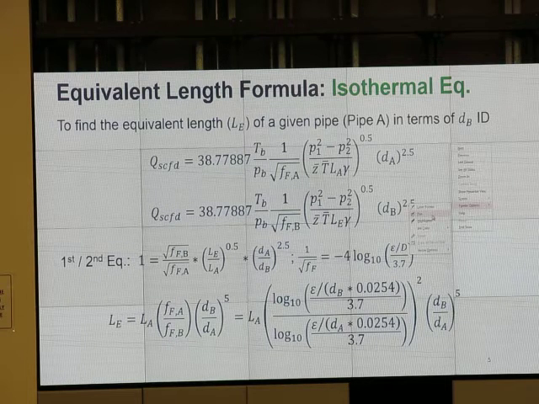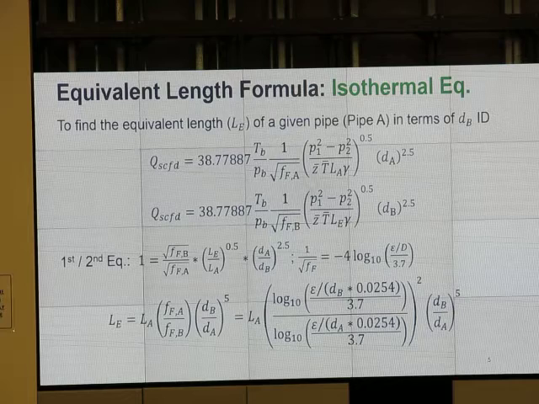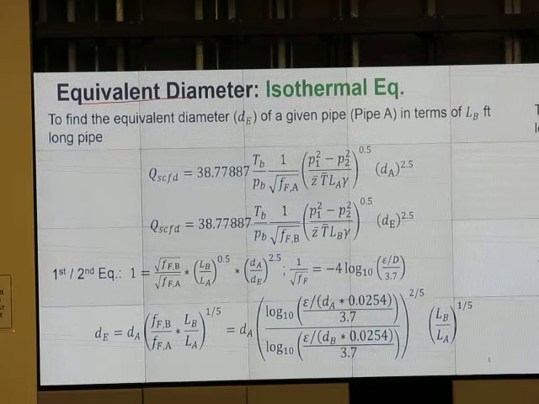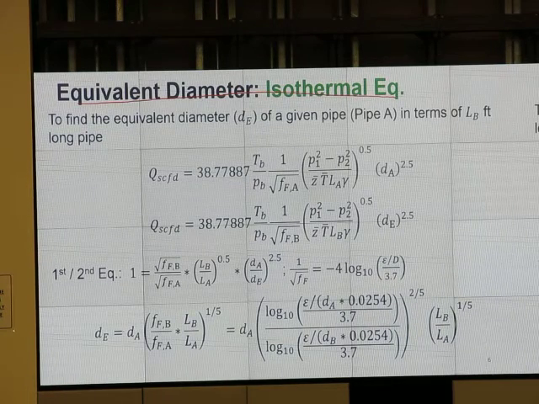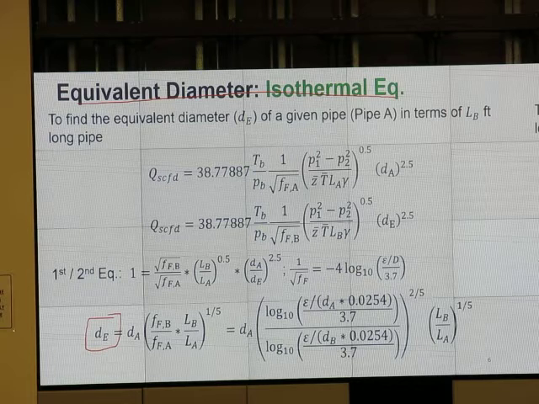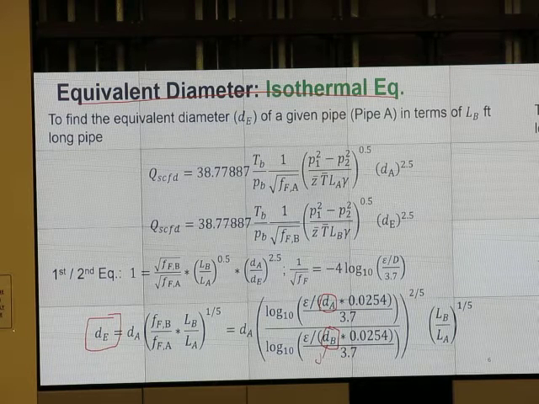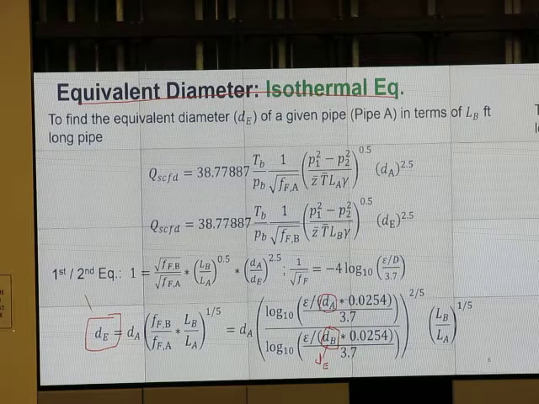I think on that day I forgot the formula of equivalent diameter for the isothermal case. I have dE over here, and I have dA and dB over there, but dB is the same as dE. So the unknown, which is the equivalent diameter, is on the left side and on the right side.